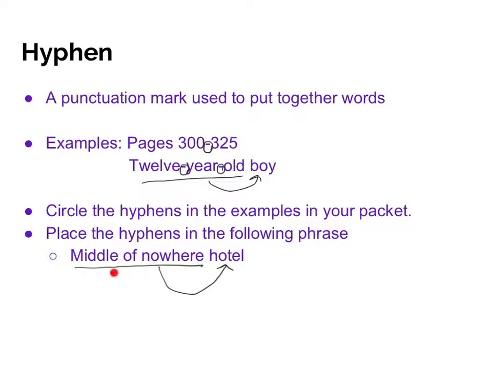So after you have written this down, put in the hyphens where they go. You should have the hyphens between middle and of and nowhere. You're making sure that these 3 words you put together using hyphens to create one adjective.